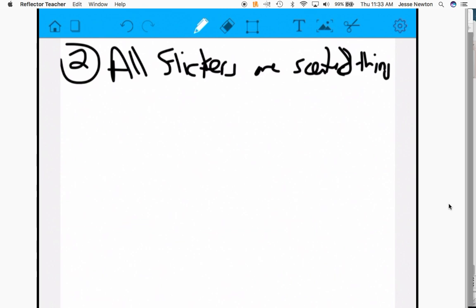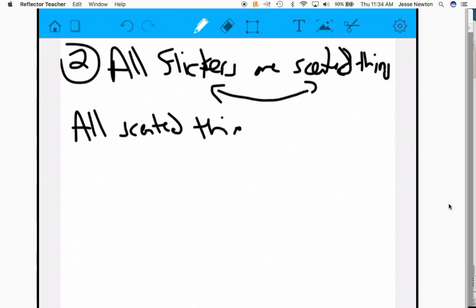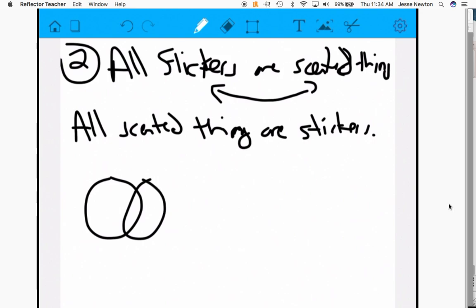Well, the first thing we have to figure out is what is the converse of this. And remember, to find the converse, we just swap the subject and predicate terms. So we'd say all scented things are stickers. And are these two logically equivalent? Now, you could just remember from looking at the chart that they're not, but we're going to diagram them because you need the practice.